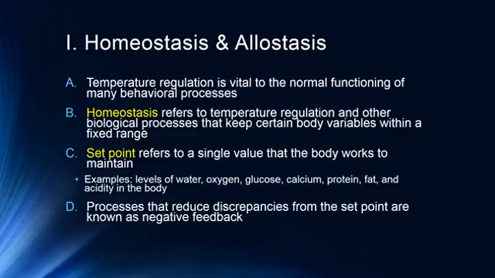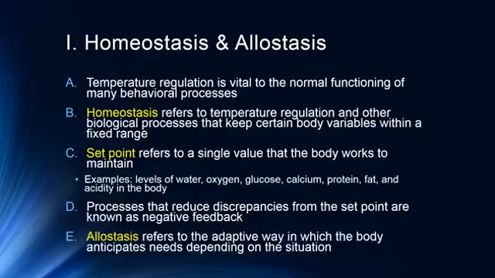Processes that reduce discrepancies from the set point are known as negative feedback. So whenever we are outside of our range, we try to feed back and bring us back towards our set point. For example, if you have your thermostat set in your house at 70 degrees and we exceed that value, then the air conditioning comes on, which tries to cool it. That's negative feedback because it's trying to push it back away from its value. Similarly, if we drop below, say the thermostat drops down to 65 degrees, the heat will come on and try to push it back towards its value.